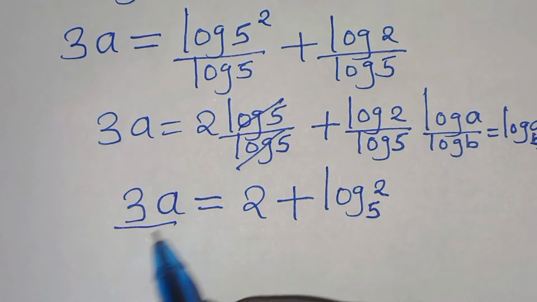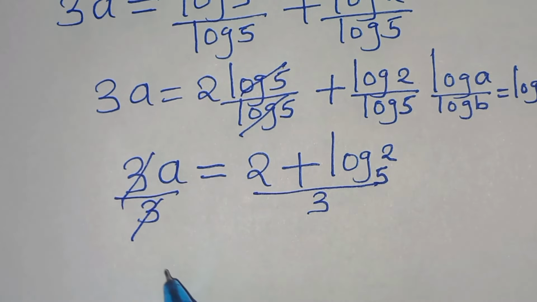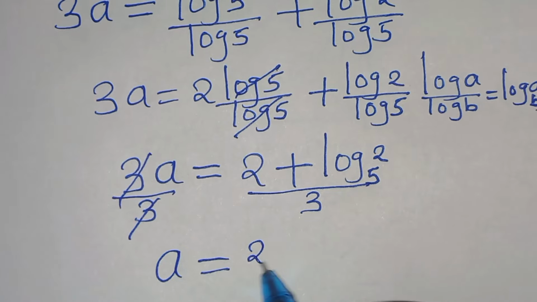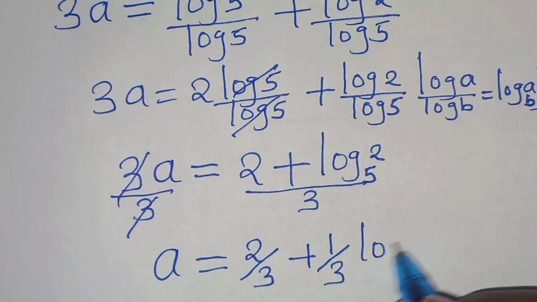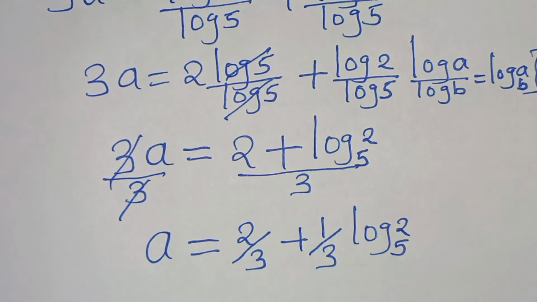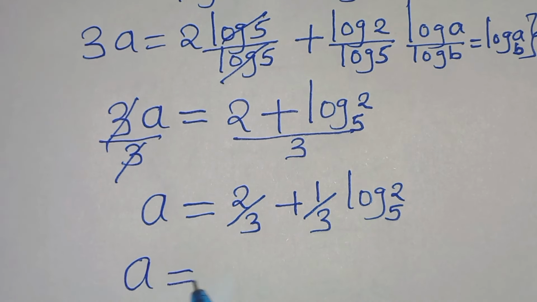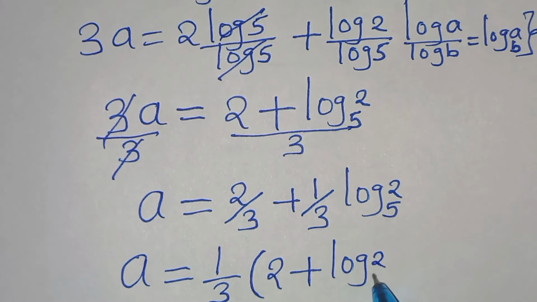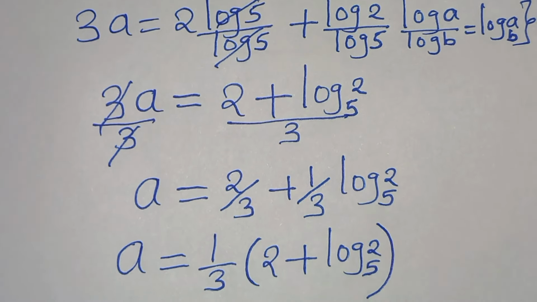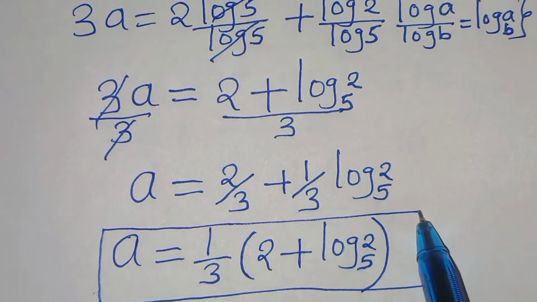So let's divide both sides by 3, so that now we have that a is equal to 2 over 3 plus 1 over 3 log 2 to base 5. Since 1 over 3 is common here, we can factor out 1 over 3 into the parentheses. This is 2 plus log 2 to base 5, and this is the value of a.